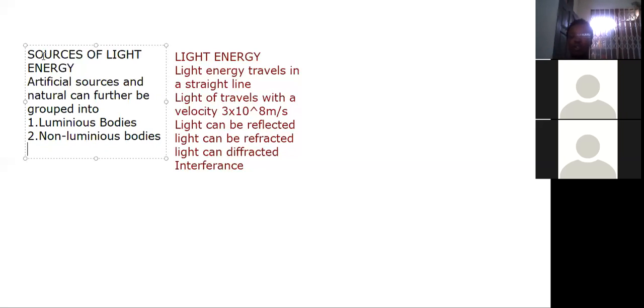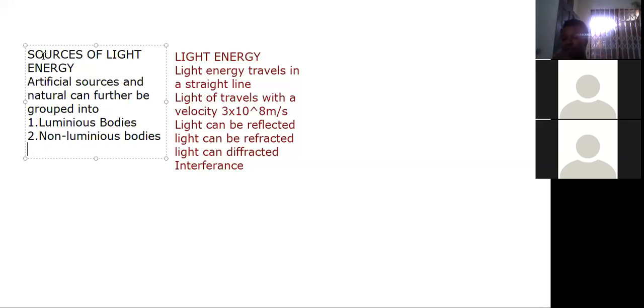Now, one may ask, what are luminous bodies? Which types or sources of light energy can be grouped under luminous bodies, and which can be grouped under non-luminous bodies? When we say luminous bodies, we are saying that these are sources of light that give off light, that produce light on their own. They don't have to depend on someone before they can give light.